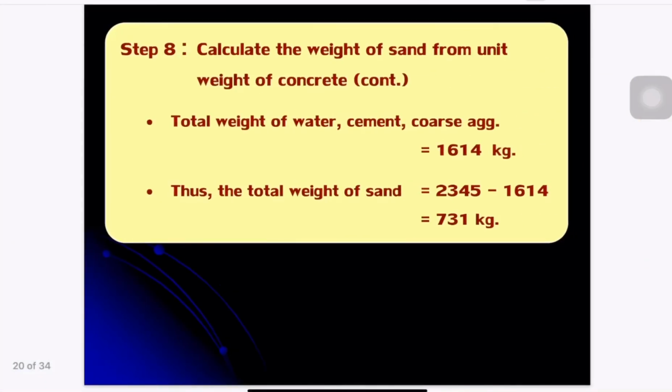We know the total weight of the water, cement, and coarse aggregate is 1,614 kilograms. Thus, the total weight of the sand is 2,345 kilograms minus the total weight of water, cement, and coarse aggregates, that is 731 kilograms for the weight of sand in SSD condition. In this step, for the air content, it has volume but no weight.